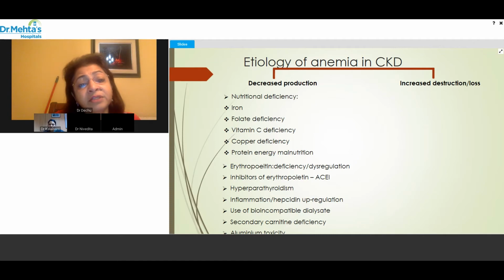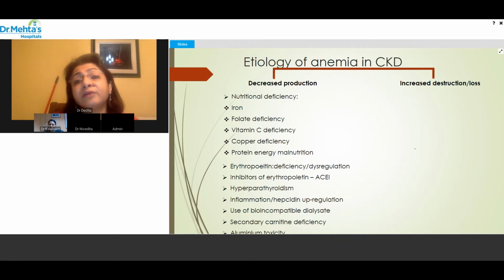Also, a lot of inhibitors of erythropoiesis, like use of ACE inhibitors, hyperparathyroidism, because it makes the bone marrow not conducive to make red cells. Inflammation is a huge factor in CKD patients, and we'll talk a lot more about it, the hepcidin upregulation pathway. In dialysis patients, use of a bioincompatible dialysate or membrane can also do that. What we know less about, but is also very important, is secondary carnitine deficiency can give rise to anemia, and patients who are exposed to aluminum toxicity can get anemia as well.